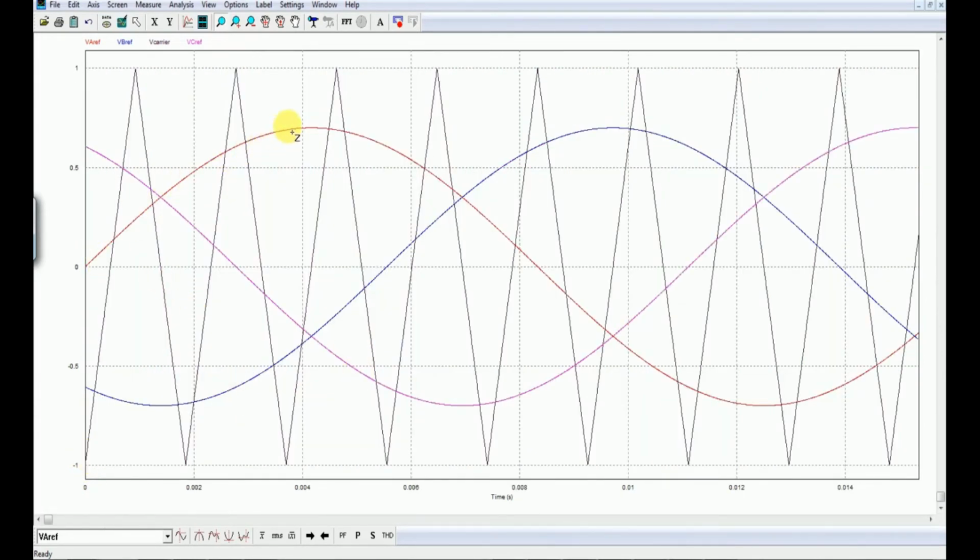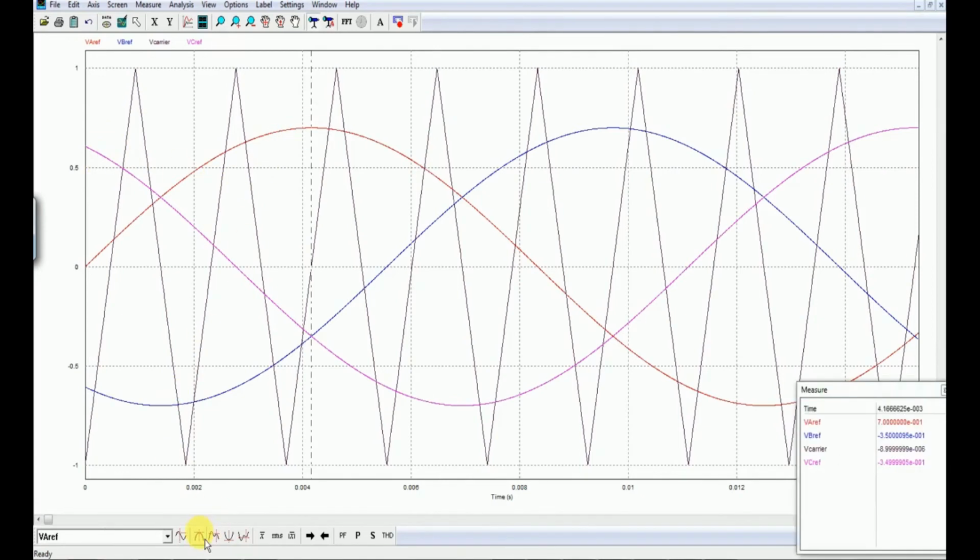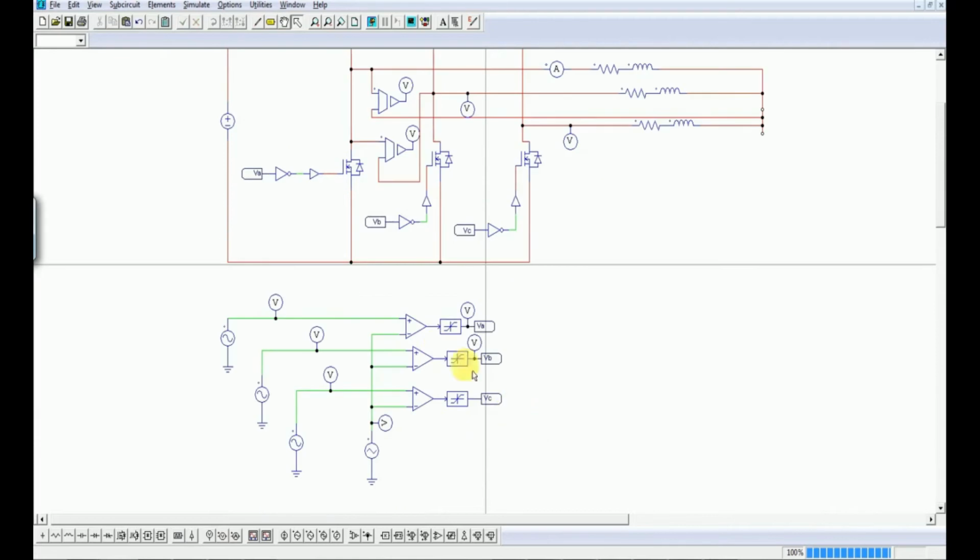So this is VA of reference, and this is VC of reference, and this is VB of reference, and this is the carrier waveform. So you can see here that the peak amplitudes of these sinusoidal waveforms is set at 0.8, and for the carrier waveform it is equal to 1. So after that, let us see what kind of output we are getting at this particular point, that is the gating signal for switch S1.